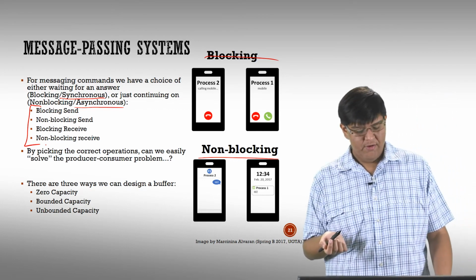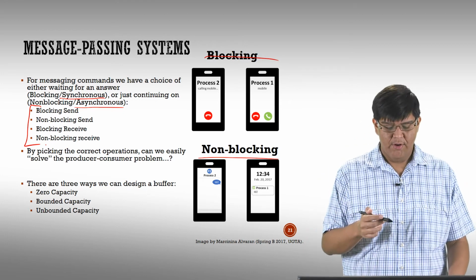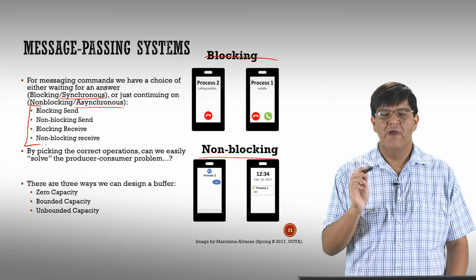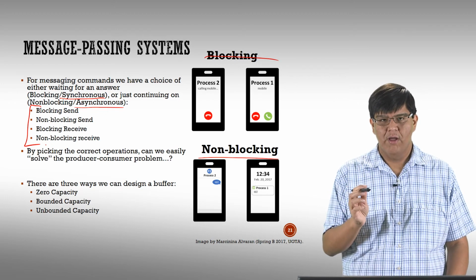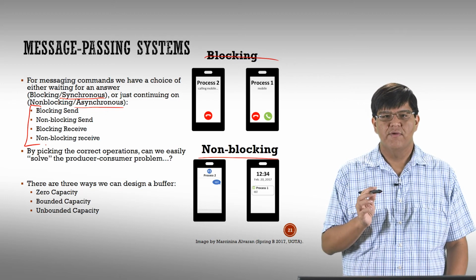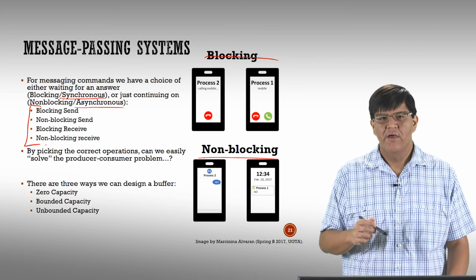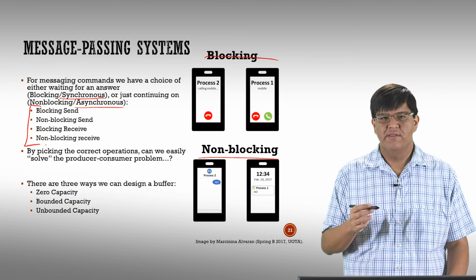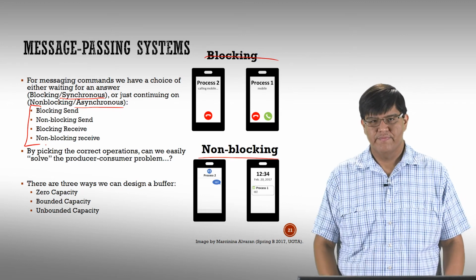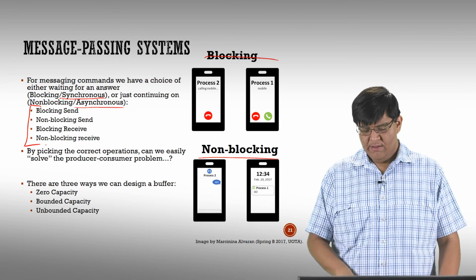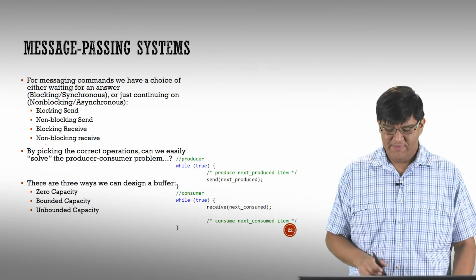So one thing to think about really quick is this producer-consumer problem. One question here for you to think about: is there any way for me to easily solve the producer-consumer problem, given that I want to use message passing and that I have my choice between blocking and non-blocking? Think about that for a second. Is there a way I can easily solve that problem using this?